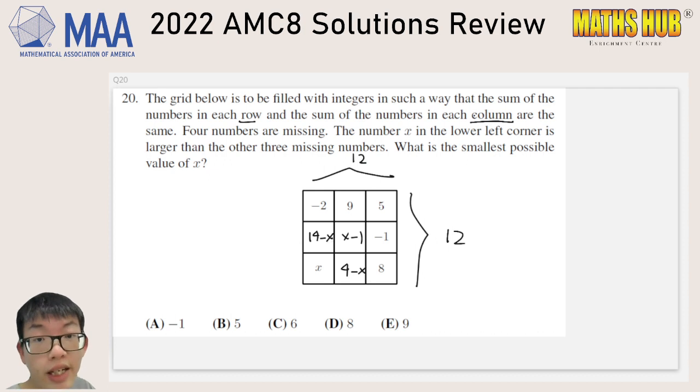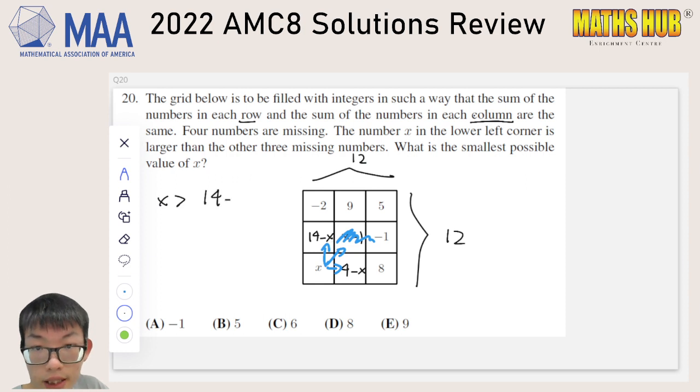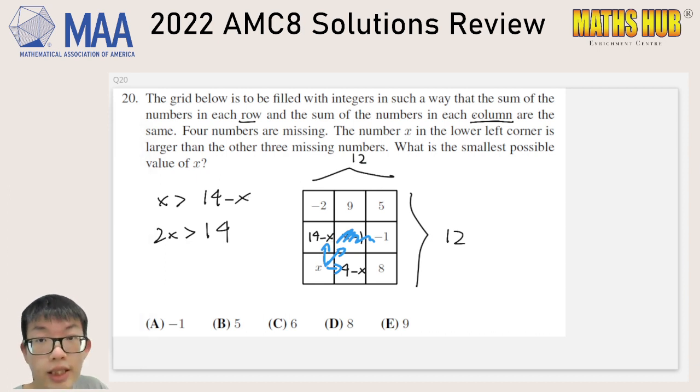Now it says the number x is larger than all of the other 3 missing numbers, meaning that it's larger than all of these. Now obviously x is bigger than x minus 1, so we don't have to worry about that. Now 14 minus x is bigger than 4 minus x, so we just need to make sure that x is bigger than 14 minus x. So this means 2x is more than 14, x is more than 7, and since it is an integer, it must be at least 8.